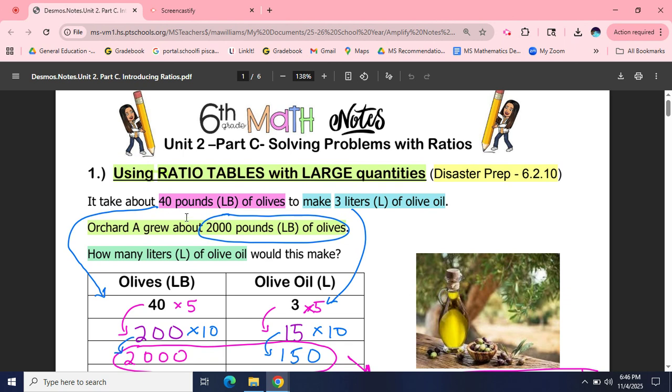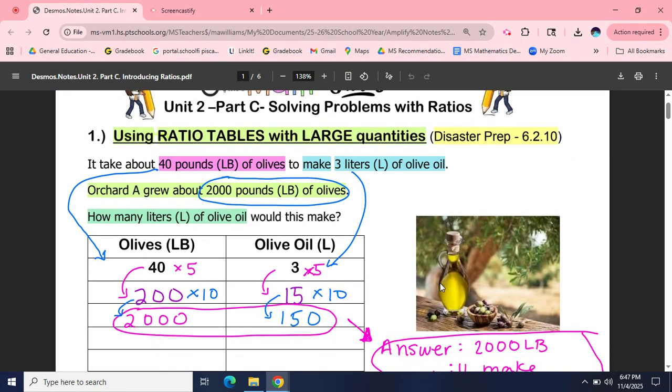So first I highlighted 40 pounds of olives, and all I know is 40 pounds of olives makes 3 liters of olive oil. Now, then it tells me Orchard A grew about 2,000 pounds of olives. How many liters of olive oil would that make? So all I know is I'm comparing the amount of olives with how much olive oil the olives make. So in this picture, you see olives and olive oil made out of olives.